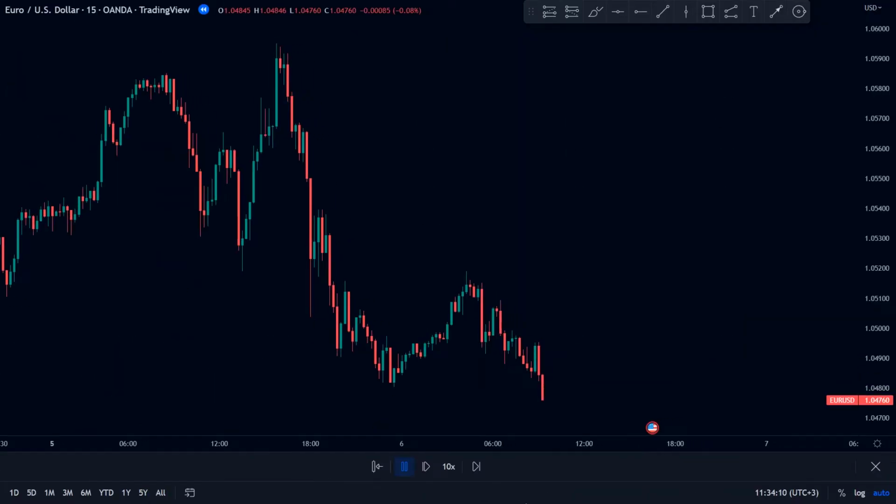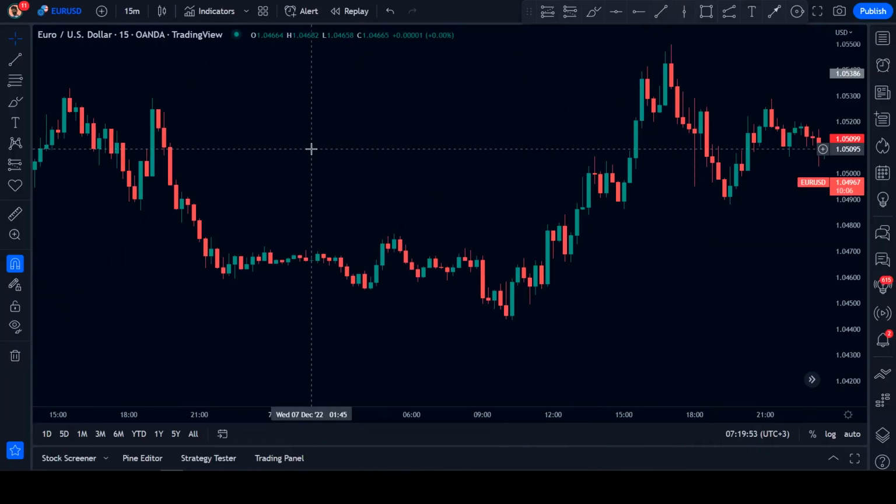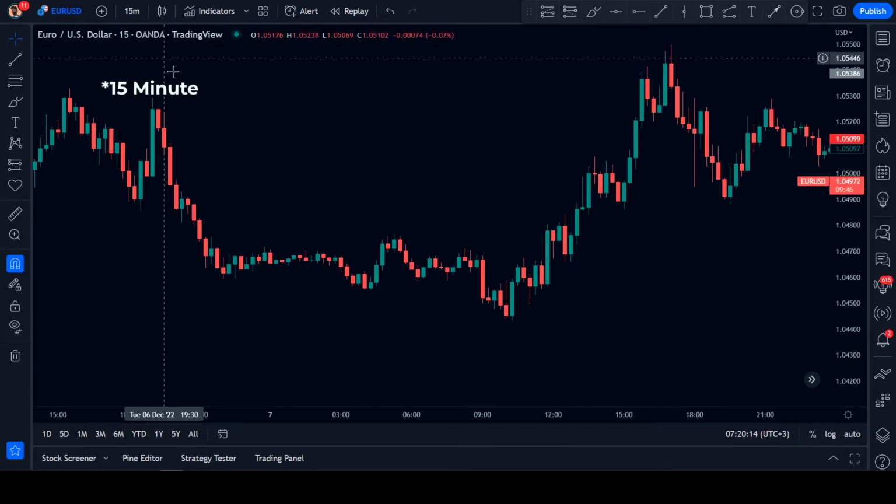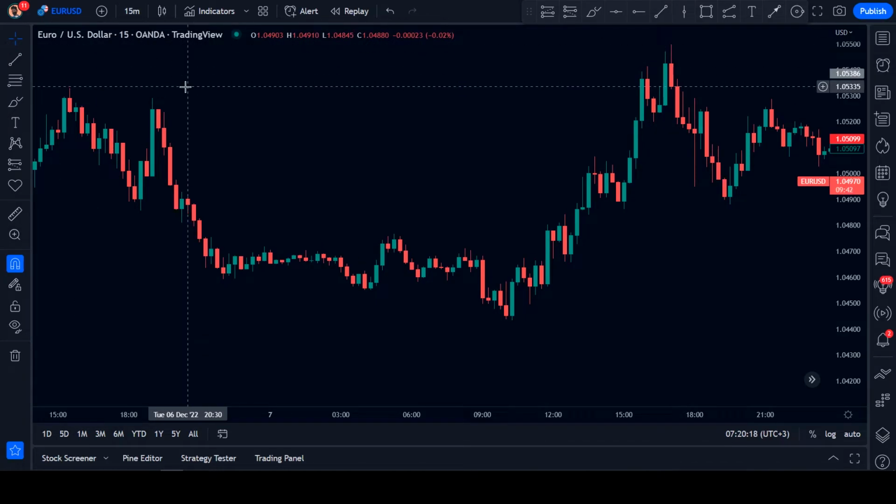Well, enough talk. Let's dive straight into it. First things first, get on TradingView and load whatever Forex pair or trading security that you like. For me, I'm gonna be using the Euro USD on a 5-minute time frame, but this strategy will work on any security and on any time frame.